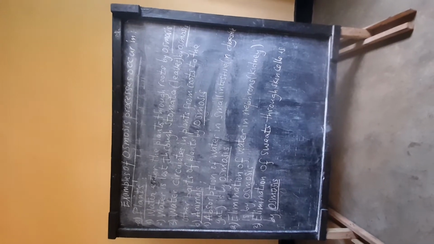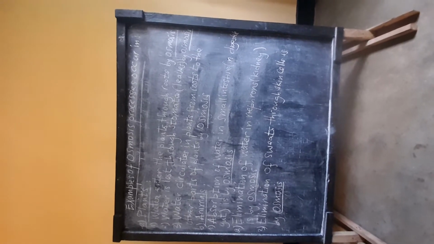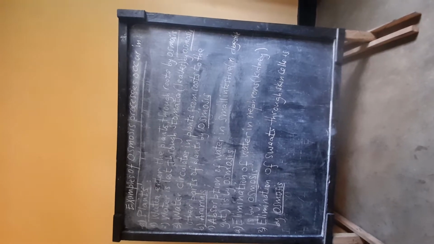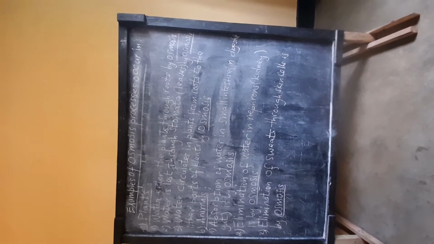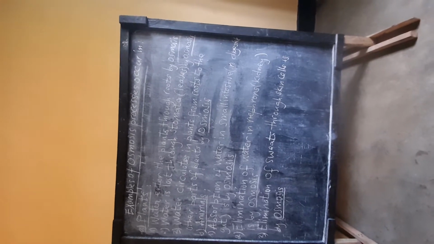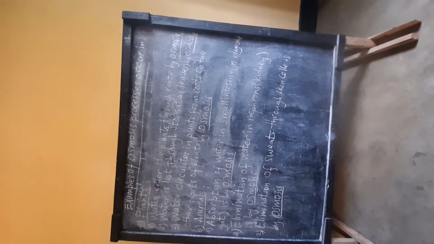Last time we have been talking about examples of diffusion processes that occur in plants as well as in animals. In today's lesson, let's talk about examples of osmosis processes that occur in plants and animals.